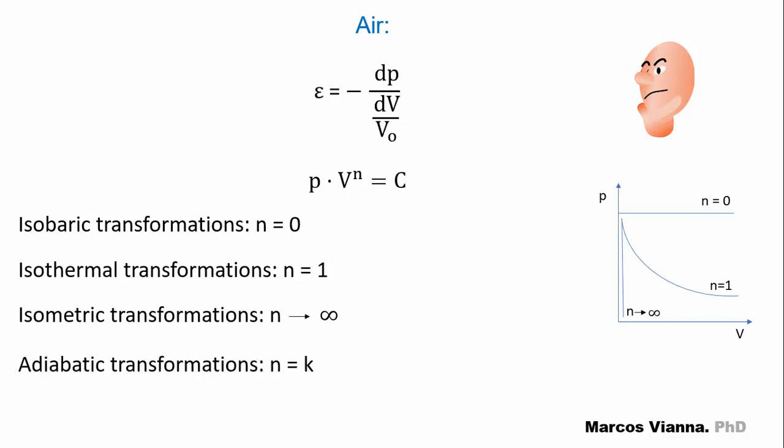When the transformation is adiabatic, the exponent n is equal to k, which is equal to Cp over Cv. If you don't remember, Cp is the specific heat of the gas at constant pressure, and Cv is the specific heat of the gas at constant volume. There's a video about this topic in our channel. I'll leave its link in the description. So, this is the equation that prevails. Take a look at its corresponding curve in the graph.